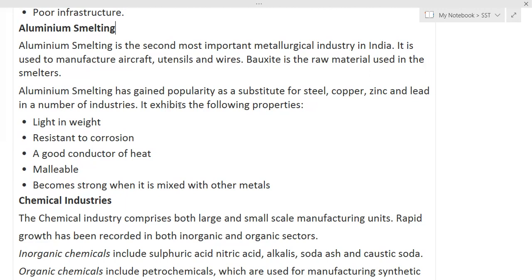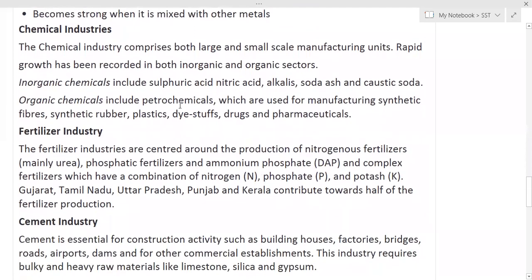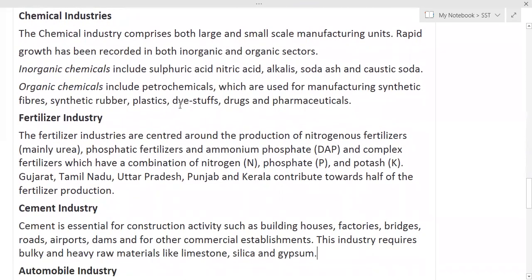So this is all about aluminum. I know malleable means it can be converted into thin wires or sheets, ductile and malleable. We are not going to be on a part of chemistry, we are just going to be on social studies. Yes, but still in social studies also we need to learn about chemical industries.